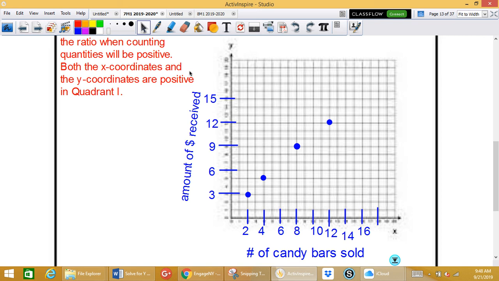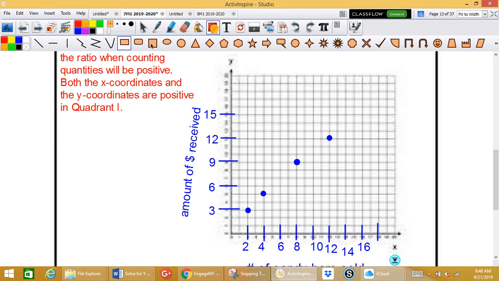So if you notice, the only way it's going to be proportional is if I have a straight line that goes through 0, 0. If I do that, I do not have a straight line going through 0, 0 where all the points are there. That's how you can tell it's not proportional.